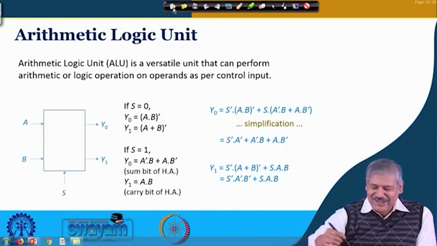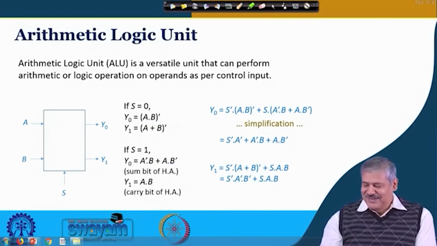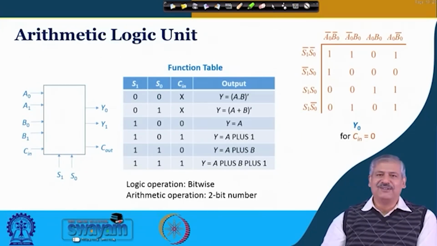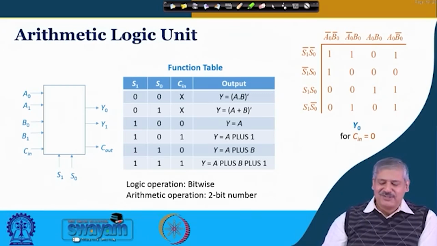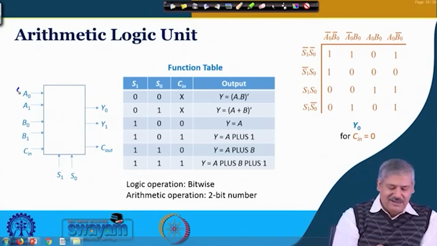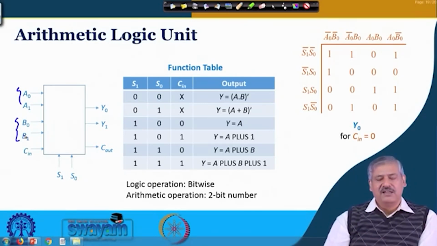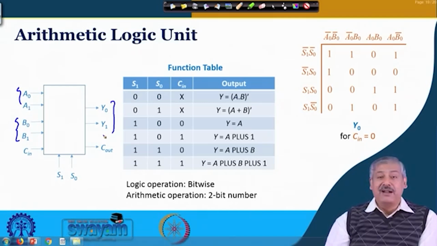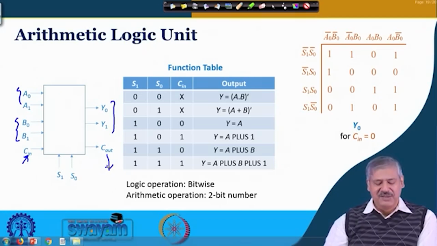Now, let us look at a more complex thing. So, here we are having 2-bit operands, A0, A1, and B0, B1, and the corresponding outputs are Y0, Y1. And we have additional inputs, carry in and carry out. And now we have two select inputs, S1 and S0.